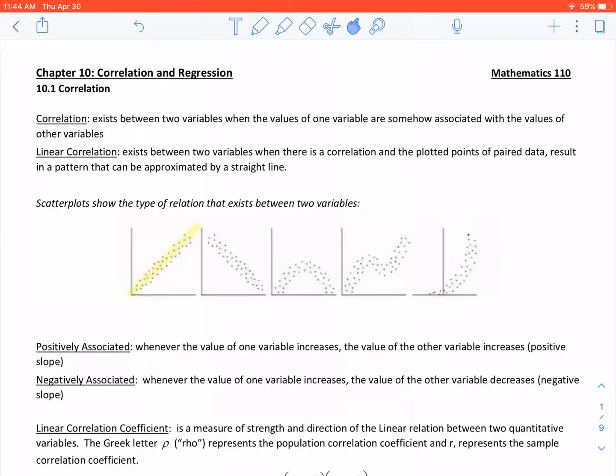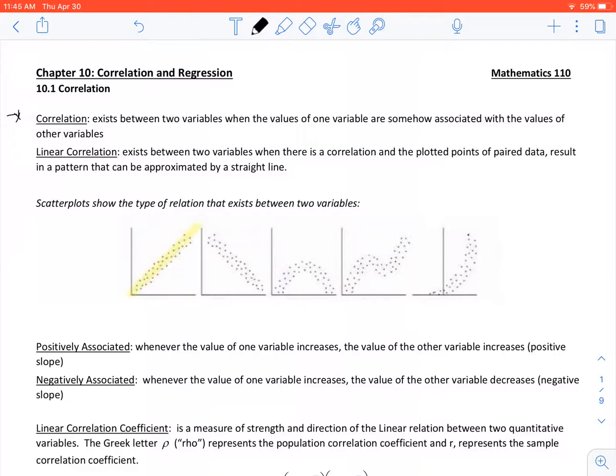We're in chapter 10, correlation and regression. 10.1 is on correlation. Correlation exists between two variables when the values of one variable are somehow associated with the values of another variable. This happens with most things like heights and weights. There's usually some kind of correlation between the two. Maybe the number of hours that you study and your GPA have one.